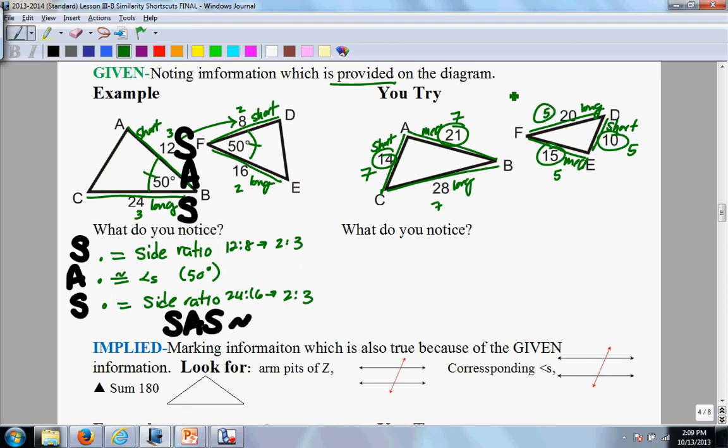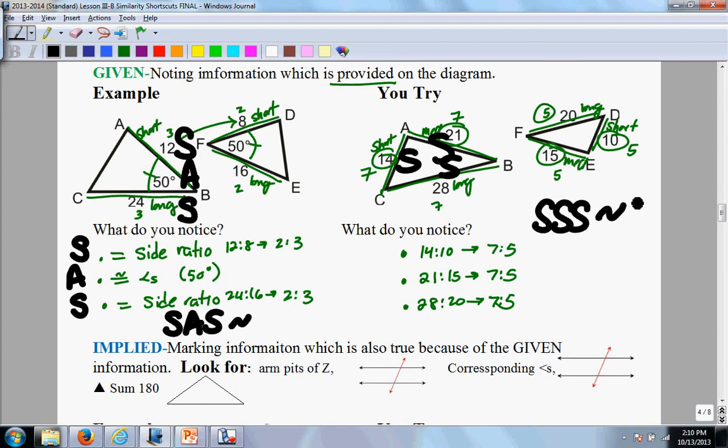So what we notice is these 3 things. We have one set of ratios, which is 14 to 10, which becomes 7 to 5. Then we have another set of ratios, which is 21 to 15, which becomes 7 to 5. And then we have 28 to 20, which reduces to 7 to 5. So we have 3 side ratios equal. Side, side, side. So these are shortcuts, similar by side, side, side similarity. That's called given. All you do is you notice the given information and you document it and mark it on the diagram. That's given.